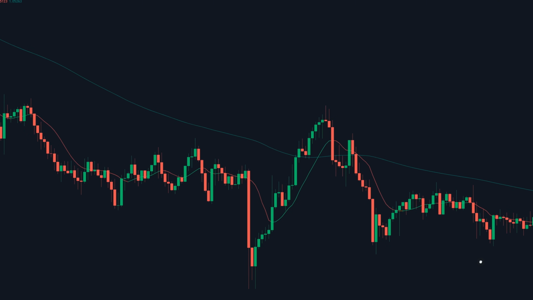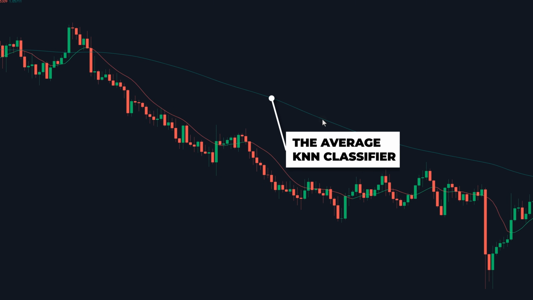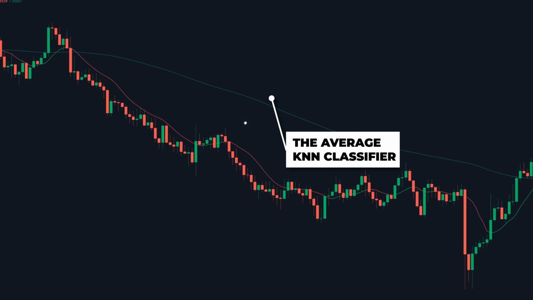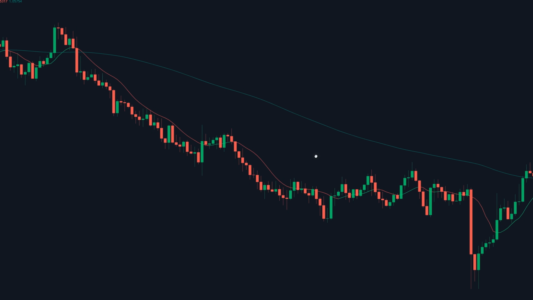Now, looking at this indicator, we can see two elements. This line colored in teal is called the average KNN classifier, and it's used to identify long-term trends in the market. This second line that changes color from green to red and vice versa is called KNN classifier, and it's used to identify short-term trends in the market. By combining these two lines, we will be able to not only identify long-term and short-term trends in the market, but to also identify market pullbacks and to trade based on them.